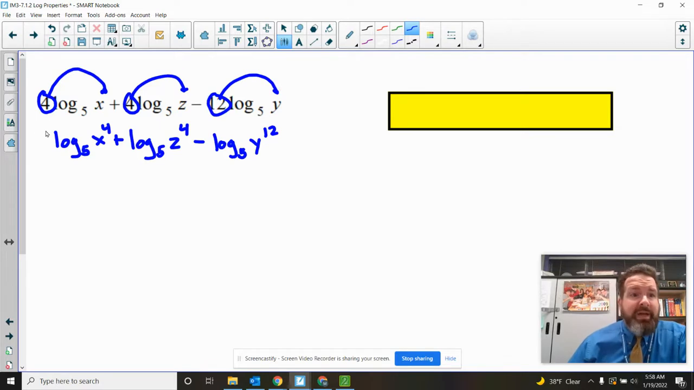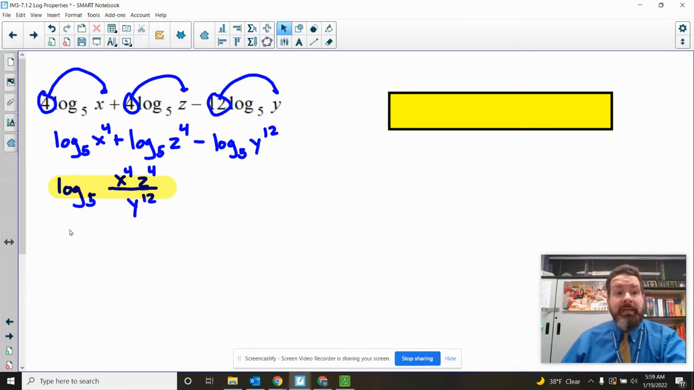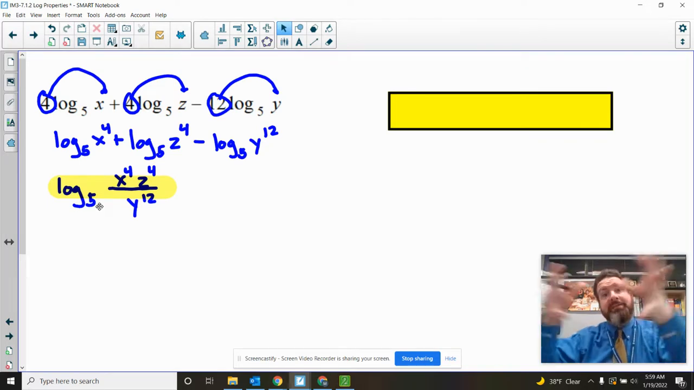Okay, once you have now no other numbers in front of your logs, you're ready to put them together into a single log. Log base 5, set up a fraction inside the logarithm. This log is positive, so x to the 4th goes on top. This log is positive, so z to the 4th goes on top. This log is negative, so y to the 12th goes on the bottom. And that is all there is to it. When you're finished, you should have only one log. Notice you only write the word log one time in your final answer. That's the whole point of putting them together.